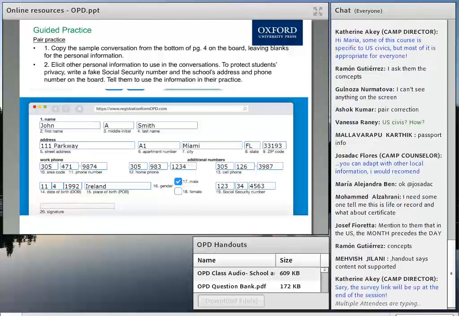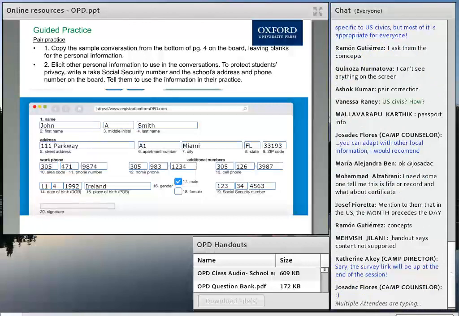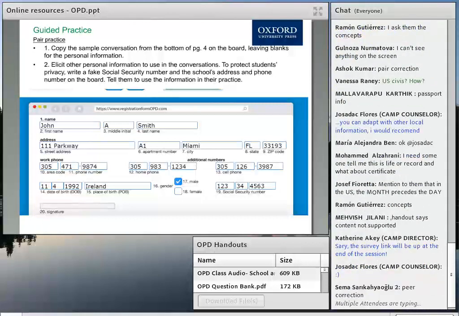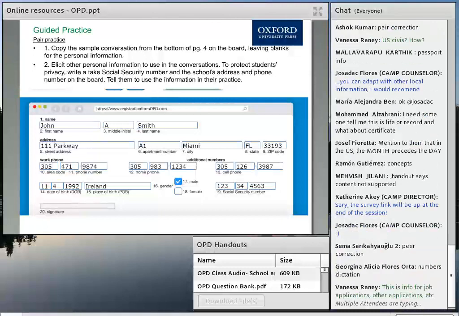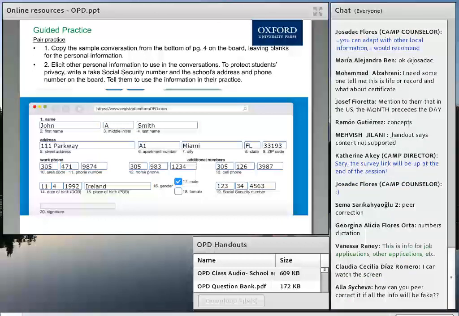So one other digital literacy skill you could introduce would be showing students how to take screenshots and then have them take a screenshot of this form and email it to you. So that was just my idea.